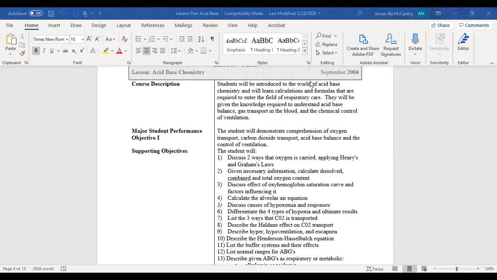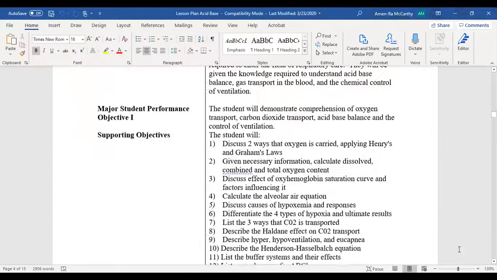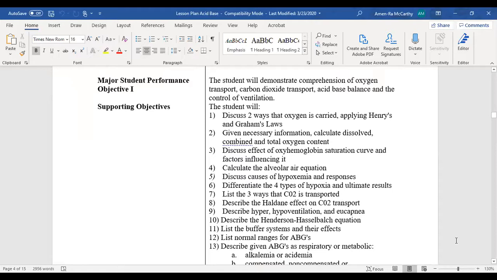Going to talk about necessary information to talk about dissolved, combined, and total O2 content. You're going to learn that oxygen is carried two ways, either dissolved in the plasma or combined to the hemoglobin. See this? Dissolved and combined, right? And when you add those two together, that is your total O2 content. The oxygen content in the blood is calculated by adding the amount that's dissolved plus the amount that's combined. The dissolved amount is dissolved in the plasma, and the combined is combined with the what? What is oxygen combined with in the red blood cell?